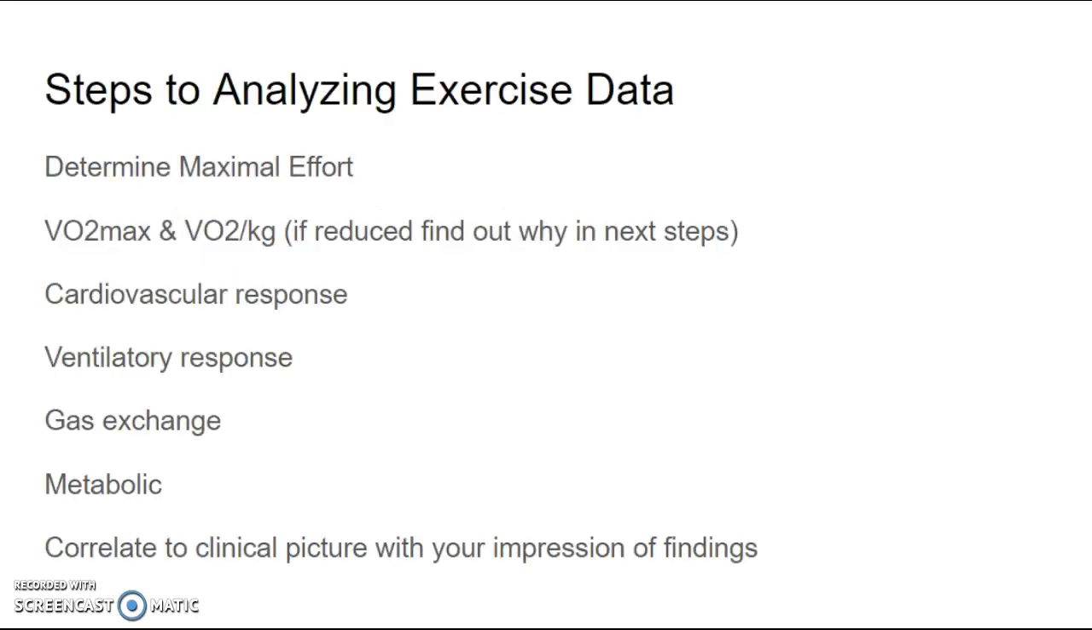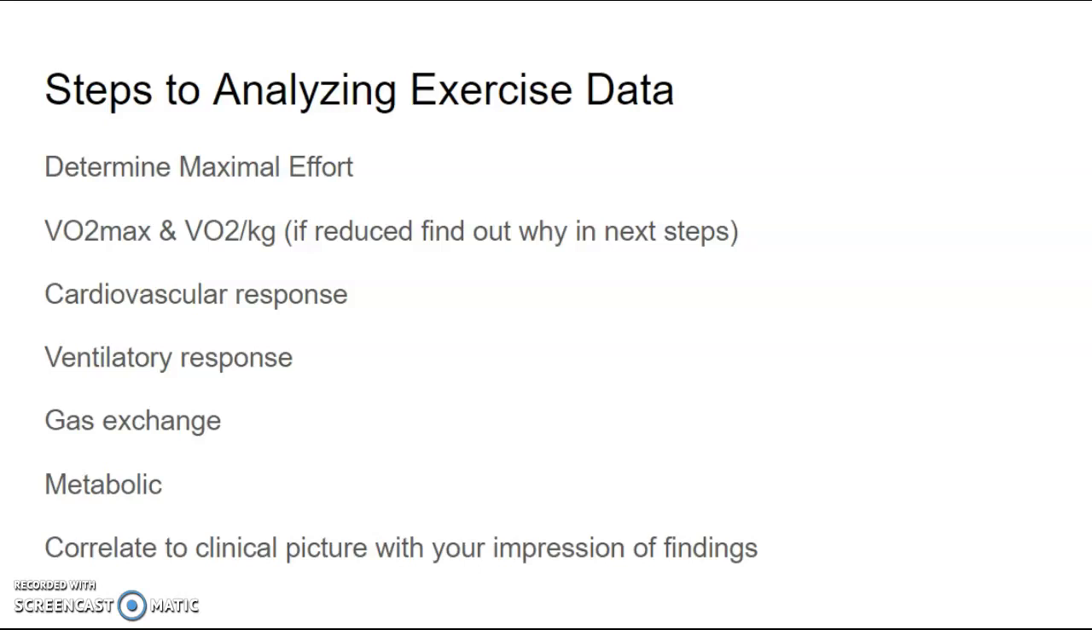Now, when we analyze exercise testing data, there is a systematic approach you can use. The systematic approach includes starting off by determining the maximal effort of the patient, or what level of effort you believe that they gave. You find their VO2 max and their VO2 per kilogram, and if it's reduced, then in the next steps you're going to want to find a reason that explains that.